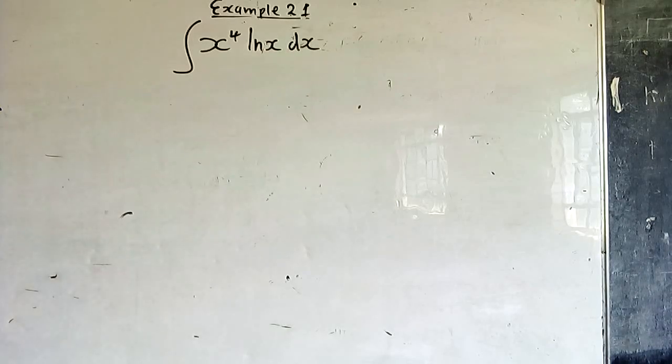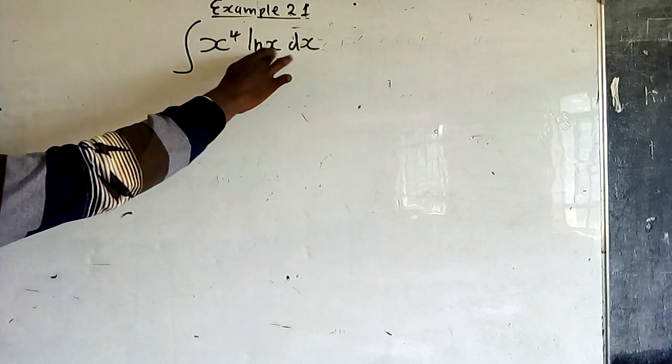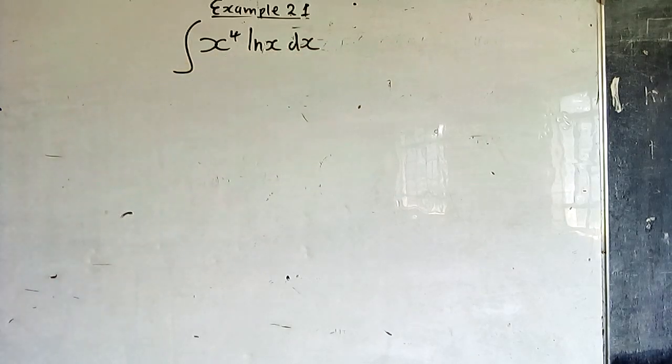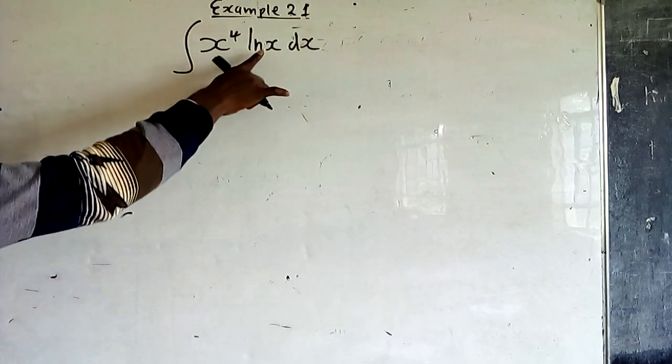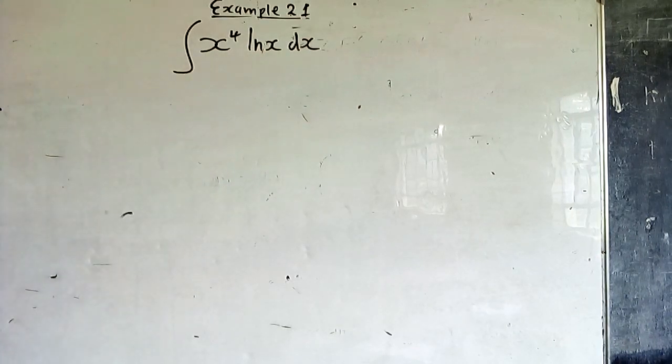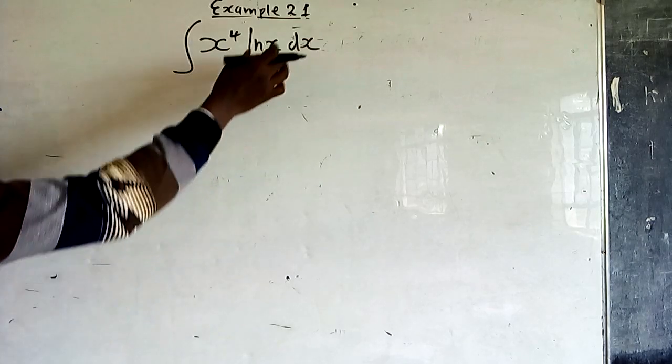Evaluate the integral x raised to power 4 ln of x dx. So that is integration by parts because it is a product of two functions. So you check which one should be u and which one should be dv. You know you cannot integrate ln of x, isn't it? But you can differentiate it, isn't it? So you let ln of x to be u.